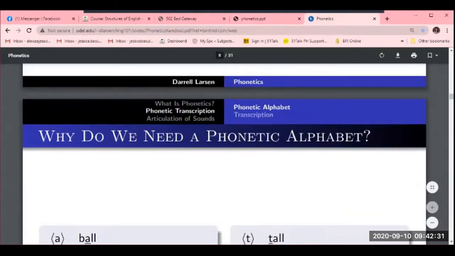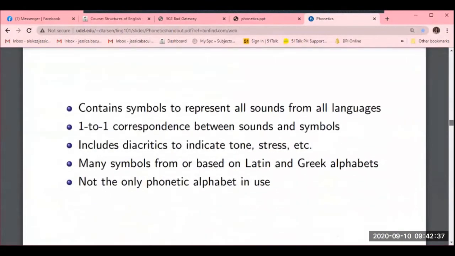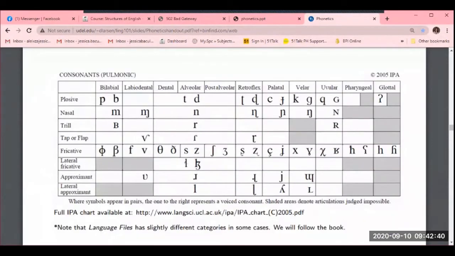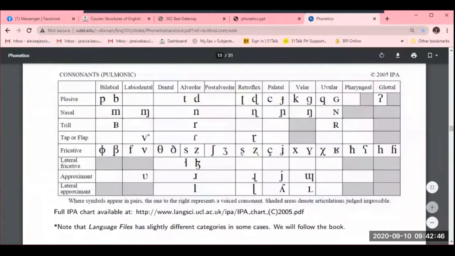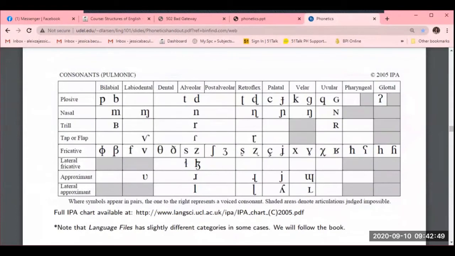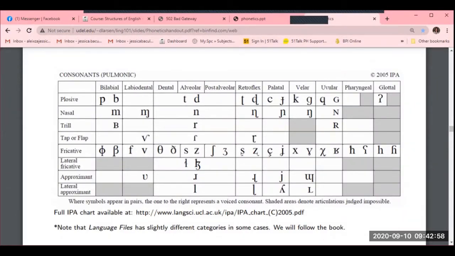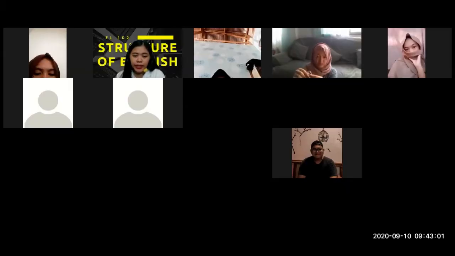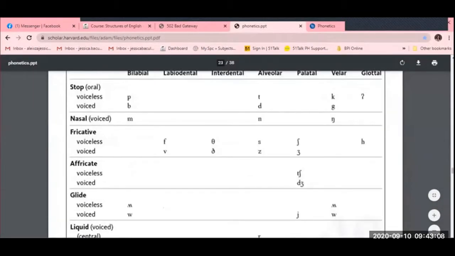So let's go to the second slide, the second lecture notes. Here we have the consonant chart, just like the one I showed you before, but this one has more and uses different symbols than the other one. Some of these are very strange and very difficult to write even in normal transcription by hand. So we are just going to use the basic ones from the previous lecture notes. When you do your transcription, make sure to use the simple ones.